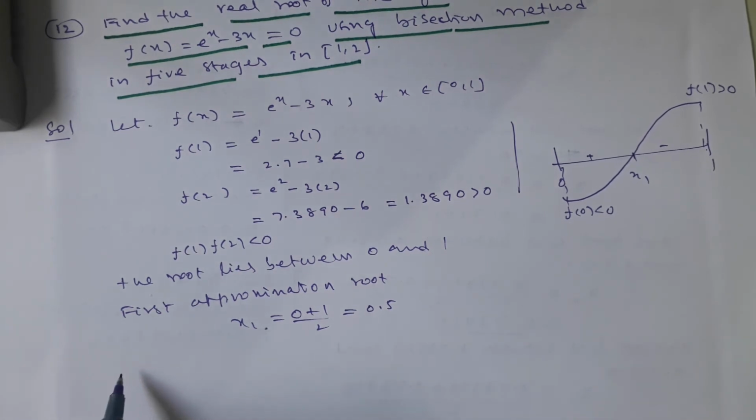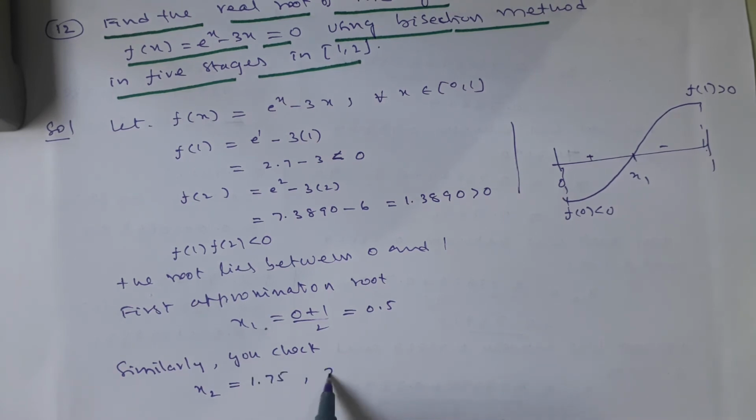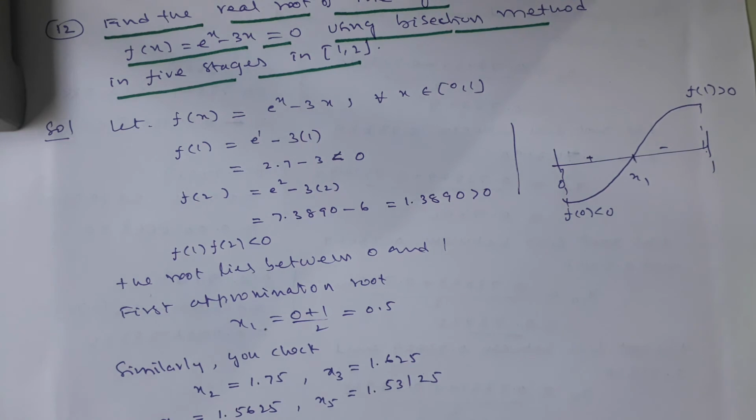Right. Similarly, you check x2 is equal to 1.75, x3 is equal to 1.625, x4 is equal to 1.5625, x5 is equal to 1.53125. Right, as they are only asking for 5 stages.